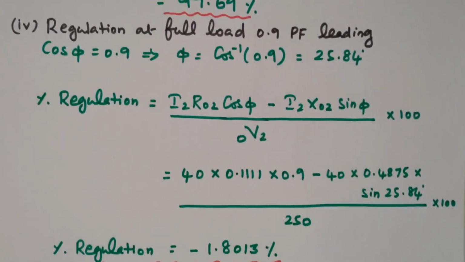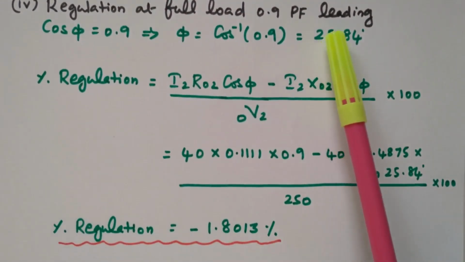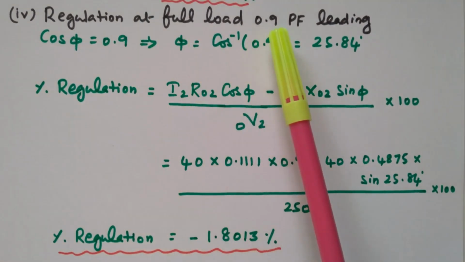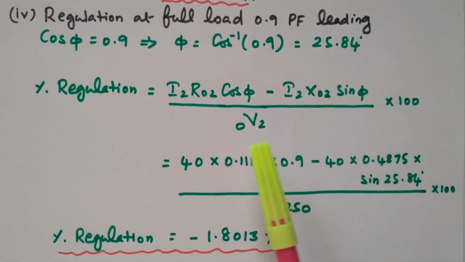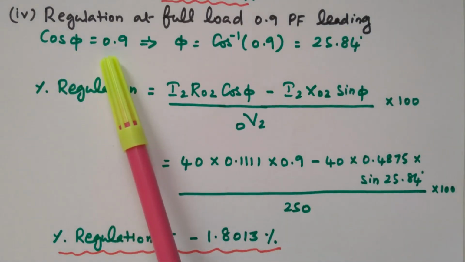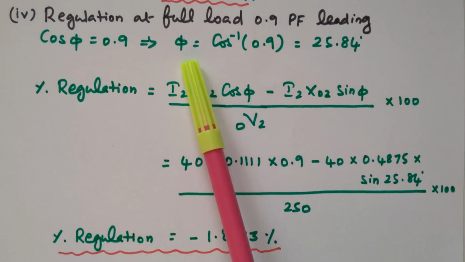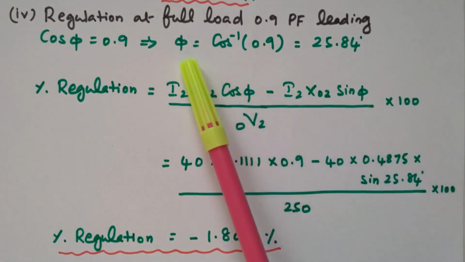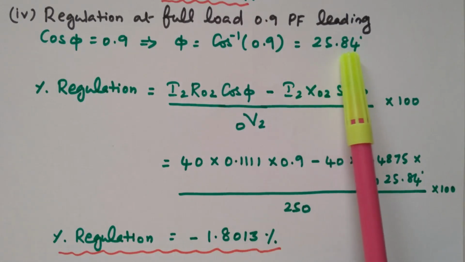Regulation at full load 0.9 power factor leading. We need to find the regulation at full load of 0.9 power factor leading. So cos phi equals 0.9. So phi equals cos inverse 0.9, which is 25.84. The angle phi is 25.84.